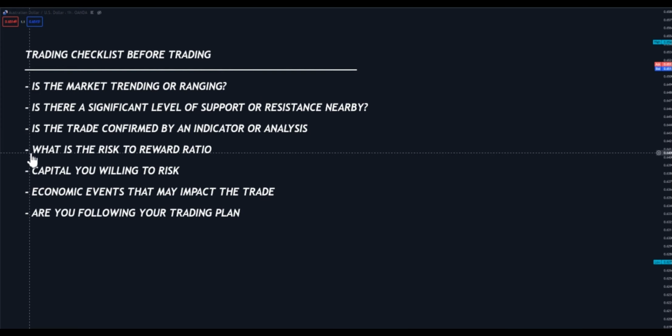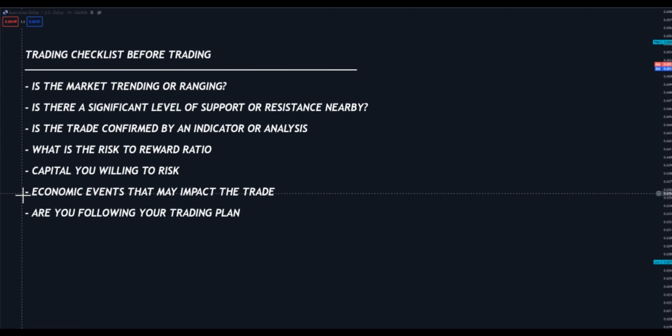And going down there to number four, what is the risk to reward ratio? Okay, are you going for 1:2, 1:3, or 1:4, or are you going for 2:4, 2:5, something like that? Okay, capital you're willing to risk, that's it there on number five. Are you willing to risk at least $10 on your $150 account to gain maybe $20 or $30? That's what we're talking about here.